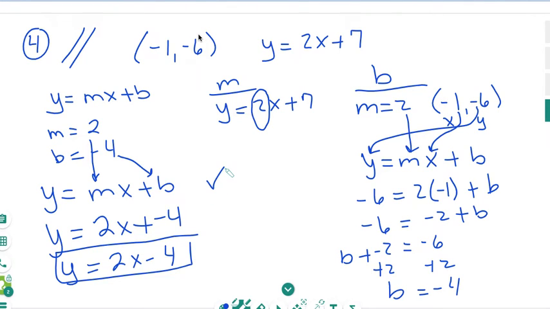Now we want to do a quick check here. We're going to look at the first equation that we were given, and we're going to look at the equation that we found, and we're going to notice that our slopes match. So that means we have the correct answer.